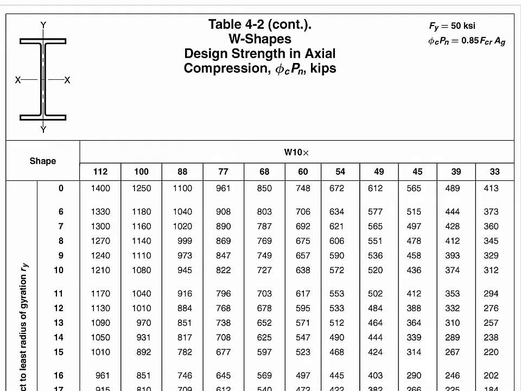We have similar tables for wide flange columns. In this case, we're looking at W10 by, so that would be 10 inches deep by 112 pounds per foot, or 68 pounds per foot, or 49 pounds per foot. These are amazing tables. All the numbers have been pre-processed, and in a very short period of time, if we know the axial force in the column, we can come up with a safe and minimal weight column for any situation that we might be dealing with.